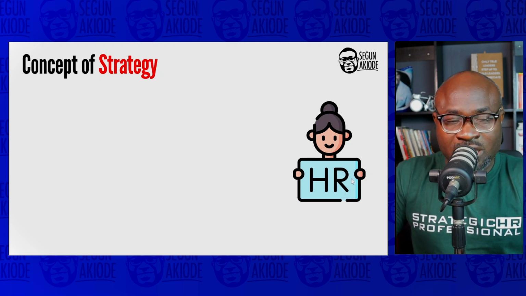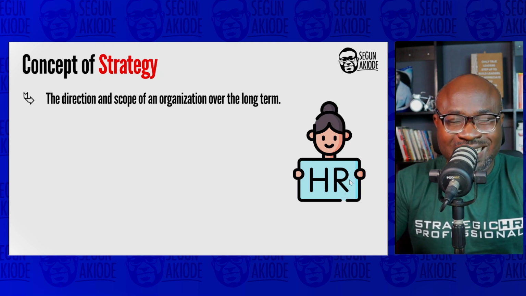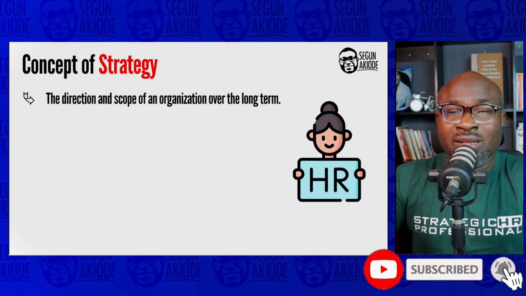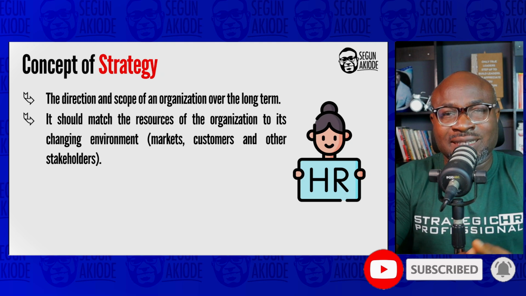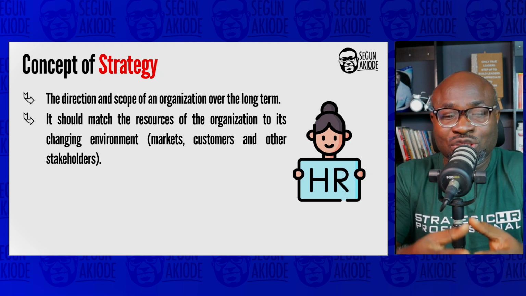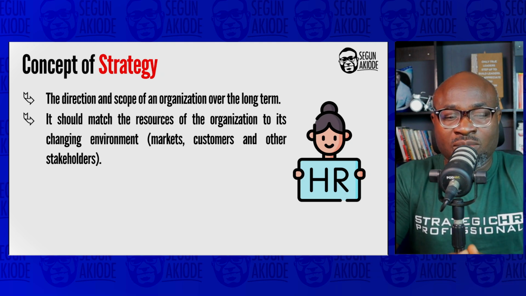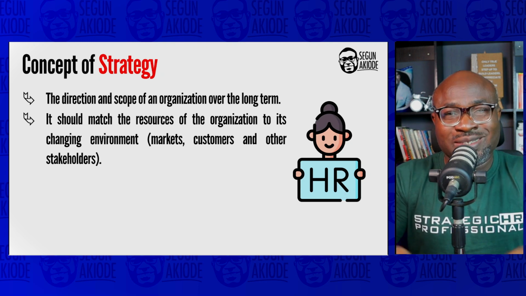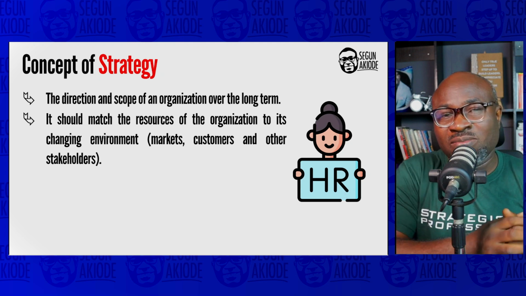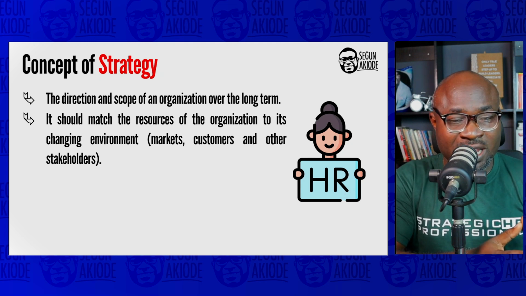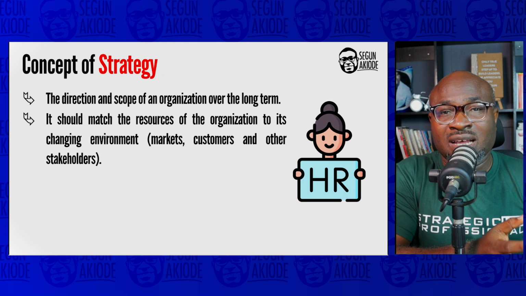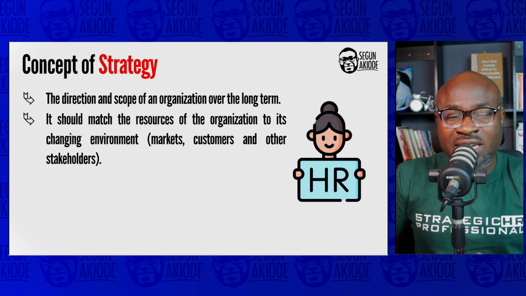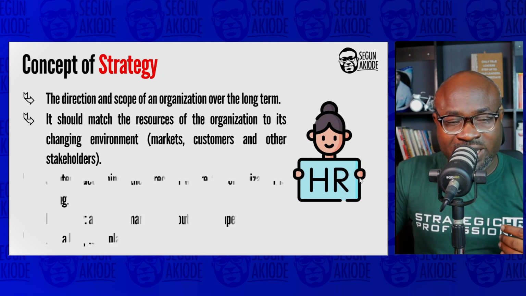Anytime the word strategy comes to mind, then we're talking about a direction and scope of an organization over the long term. The strategy that the organization chooses to adopt must be able to match the resources of the organization to its changing environment, like the market the organization is playing in, the customers that the organization expects to serve or will serve, and the related stakeholders in themselves.